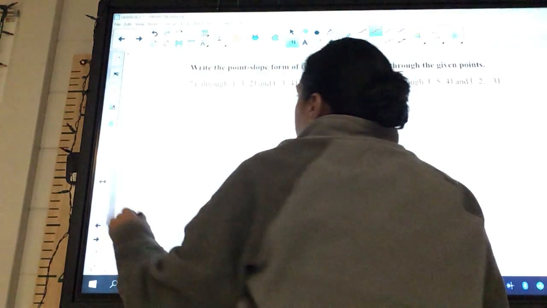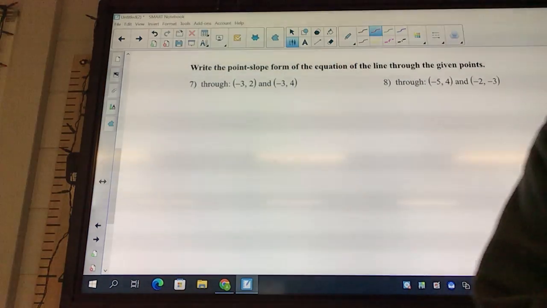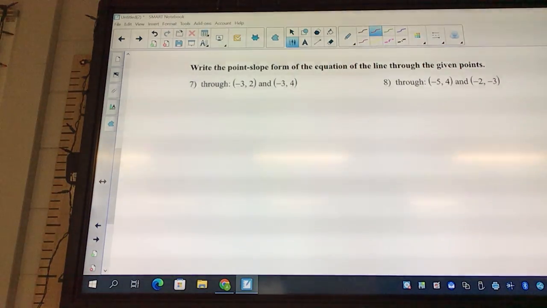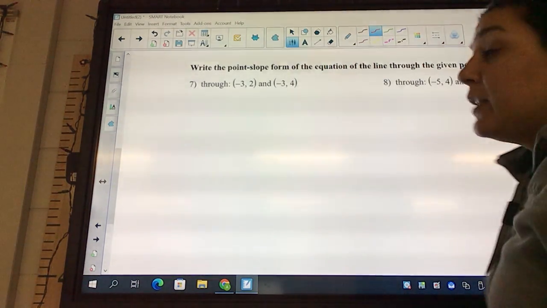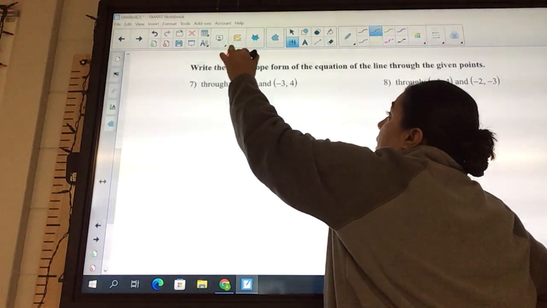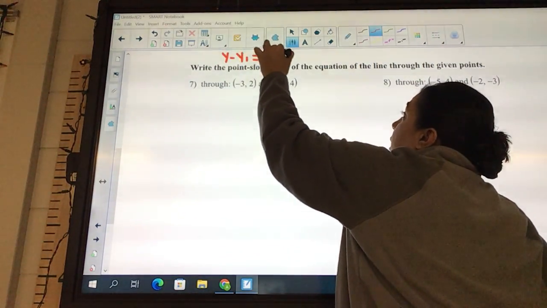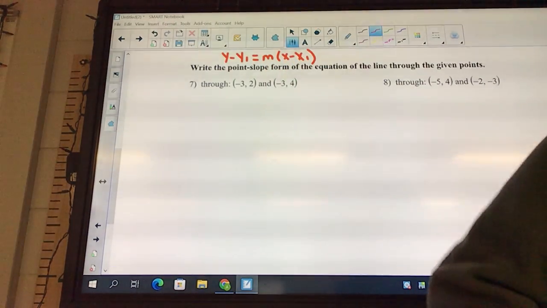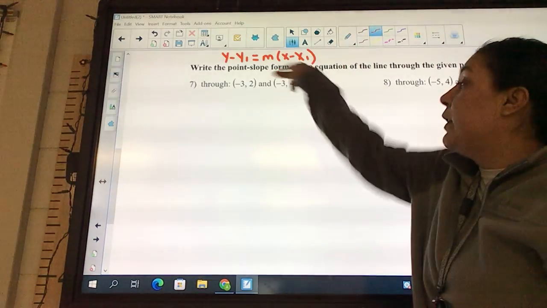Okay, 6, you guys are going to do 7. Some of them I try to leave more room for you to do some. So, write the point slope form. Okay, that's what our directions say. Write the point slope form. So, point slope form looks like this. Y minus y1 equals m x minus x1. Okay, so we know we need our answer to have parentheses in it.